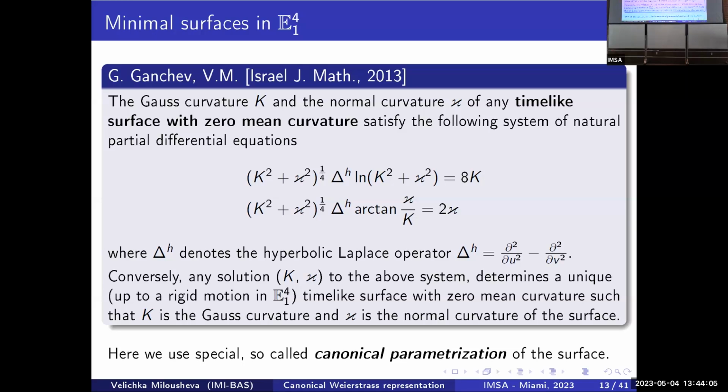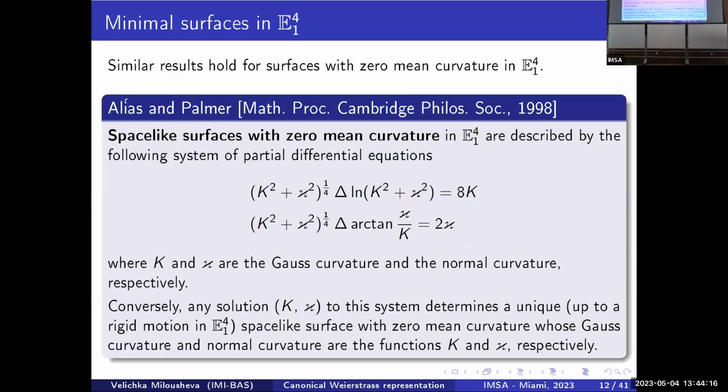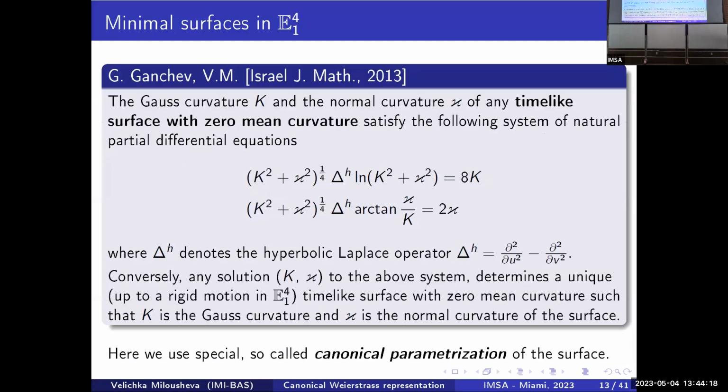And let me note that in the Minkowski 4-space, there is no analog of superconformal surfaces, since both for the space-like case here and for the time-like case here, we have the expression kappa squared plus K squared, which is always greater than 0. Of course, we exclude the case in which both K and kappa are equal to 0, because in this case, the surface lies in a two-dimensional space.